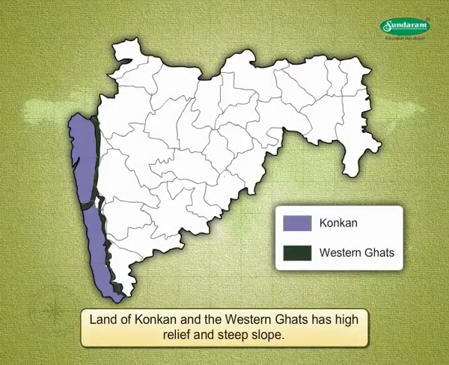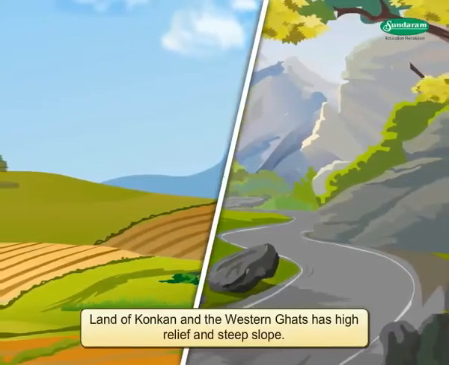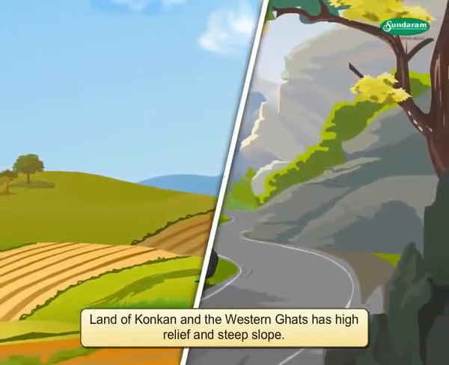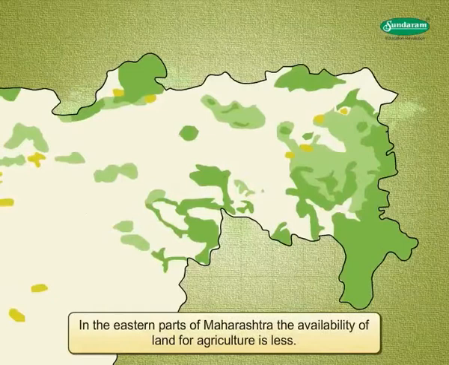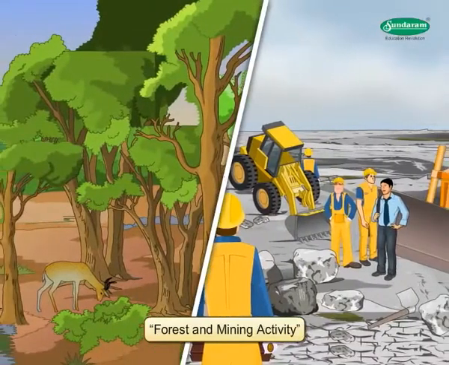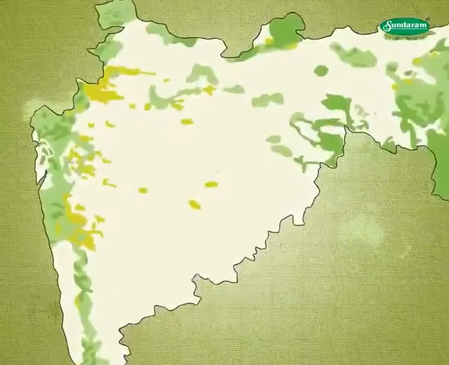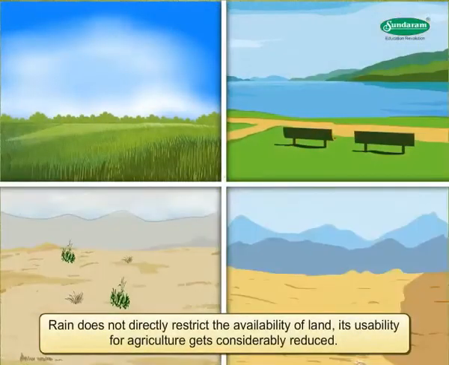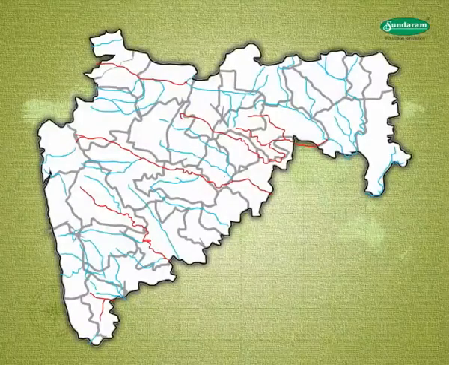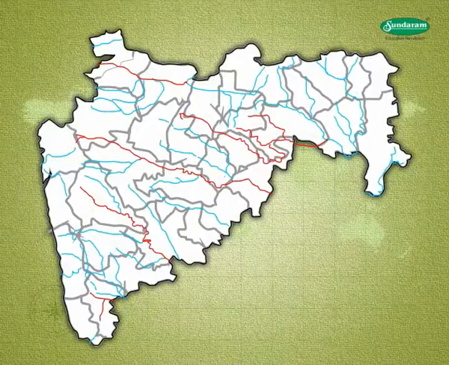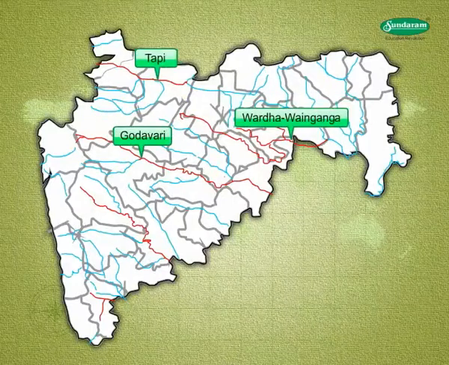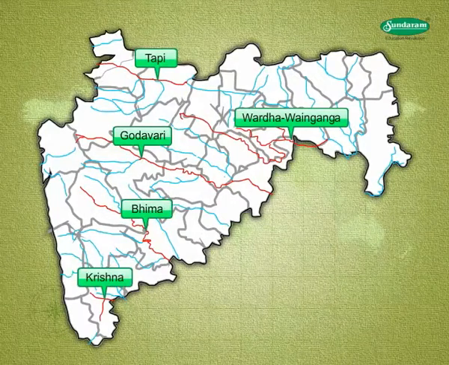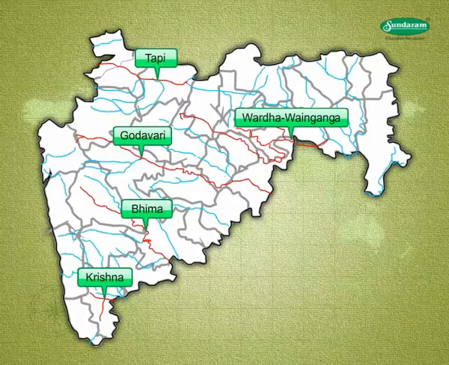Land of Konkan and the Western Ghats has high relief and steep slope. This limits the availability of land for agriculture. In the eastern parts of Maharashtra, the availability of land for agriculture is less because of the competition with other uses such as forest and mining activity. Central Maharashtra receives low rainfall. Although this does not directly restrict the availability of land, its usability for agriculture gets considerably reduced. The floodplains of the major rivers in the state, like Tapi, Godavari, Wardha-Wainganga, Bhima and Krishna, are the regions having better land resource potential as far as agriculture is concerned.